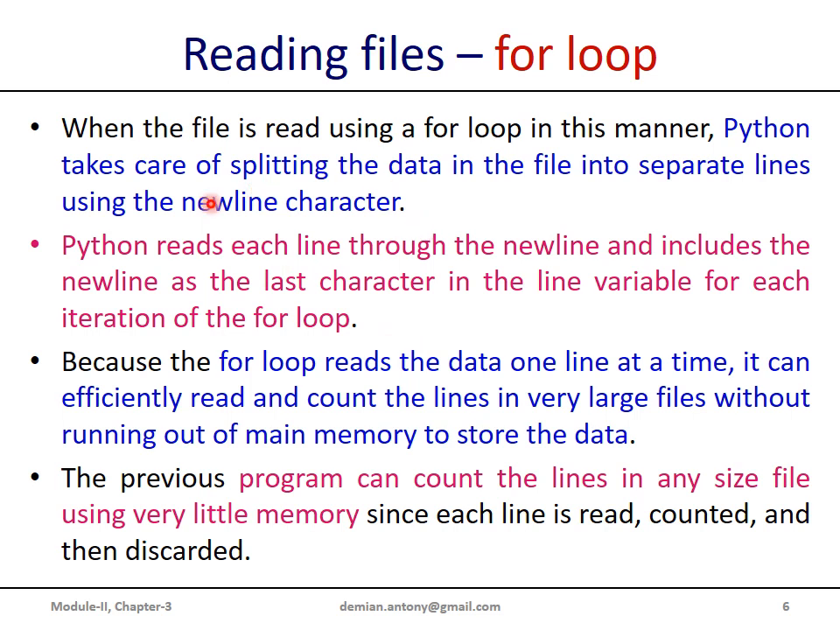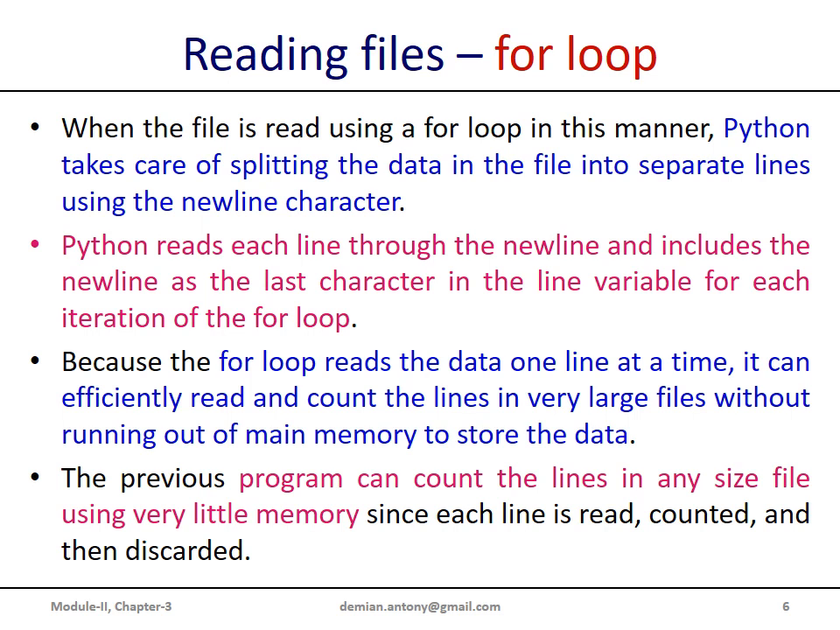So that's what is illustrated here. Python takes care of splitting the data in the file into separate lines with a new line, and Python reads each line through the new line and includes the new line as the last character, and the for loop reads the data one line at a time, and so on. And we saw that the previous example gives the line count for a file having a size in terms of KBs or MBs or even GBs.